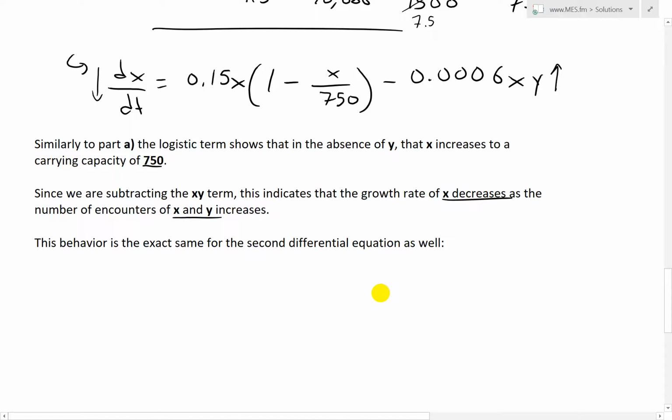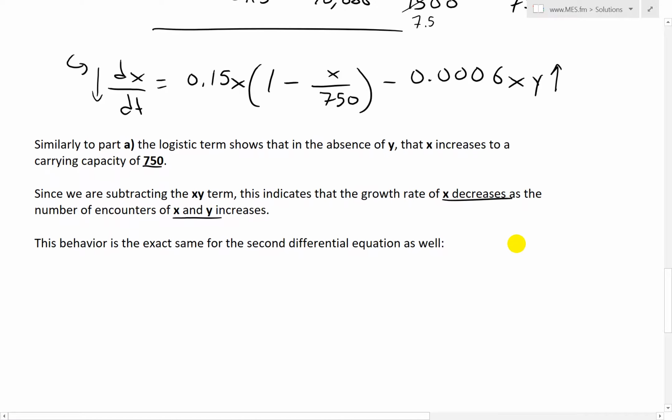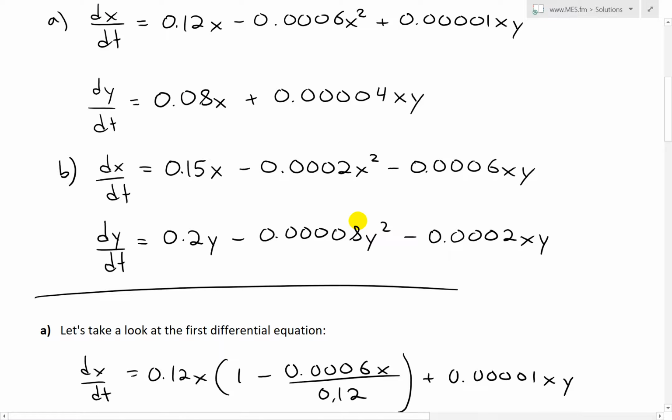And then now let's look at the second term of it. As you can see, this might be indicating that they're competing for resources, because when there's increased encounters, decreased growth rate, etc. So this behavior is the exact same for the second differential equation as well. Let's see what that was. These are just some long equations, hard to memorize.